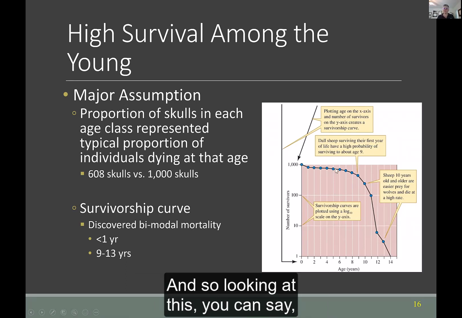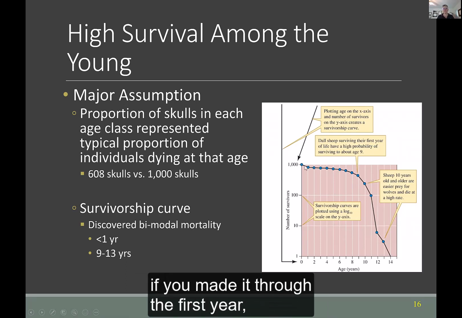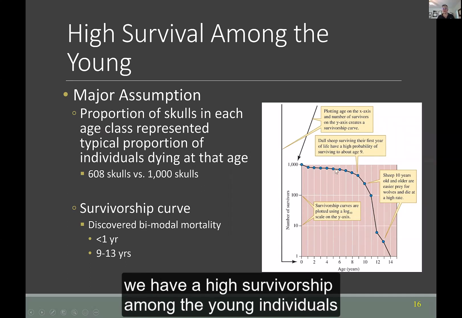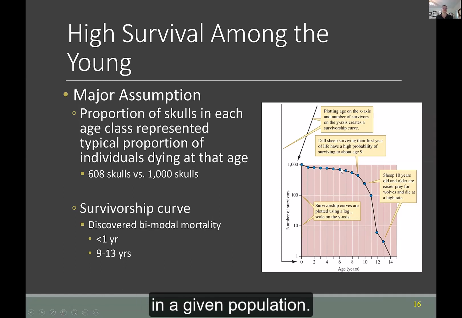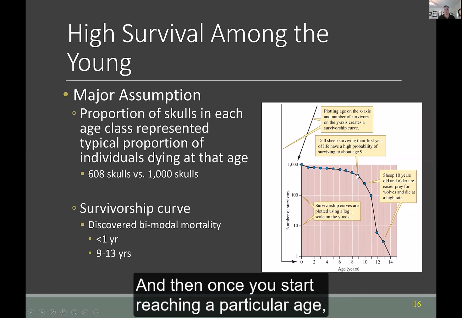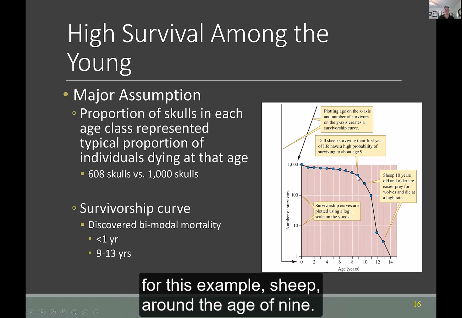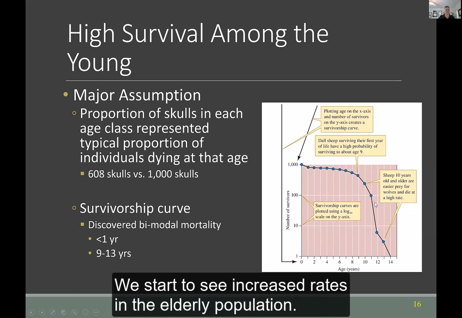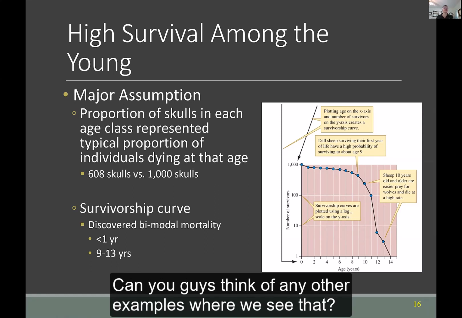And so looking at this, you can say if you made it through the first year, right, we have a high survivorship among young individuals in a given population. And then once you start reaching a particular age, for this example, sheep, around the age of 9, we start to see increased death rates in the elderly population. Can you guys think of any other examples where we see that?